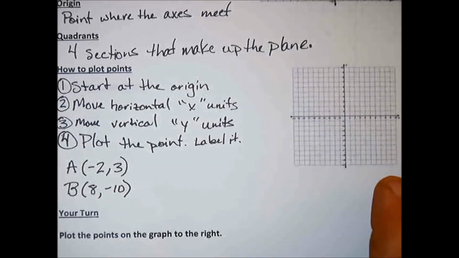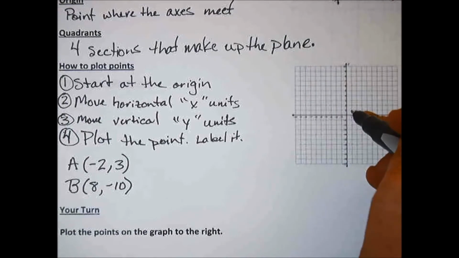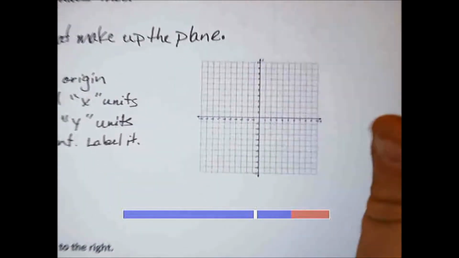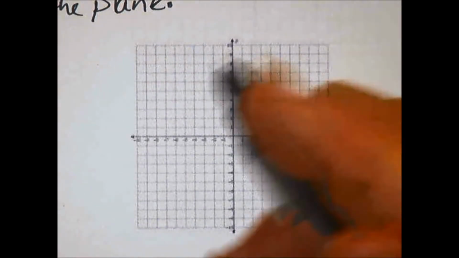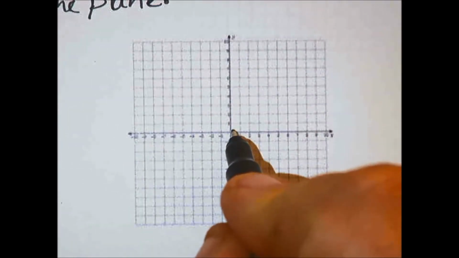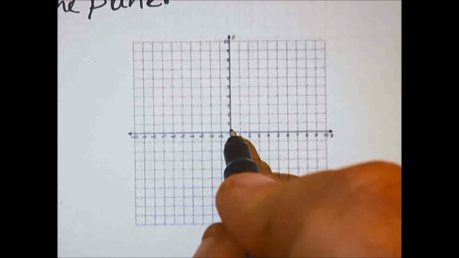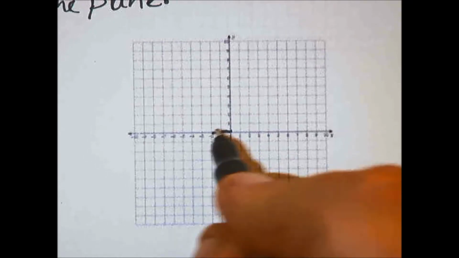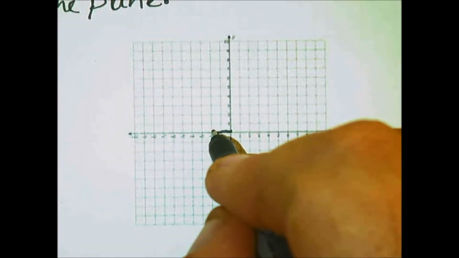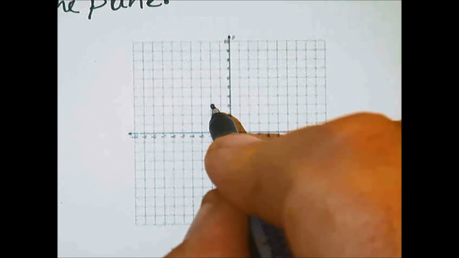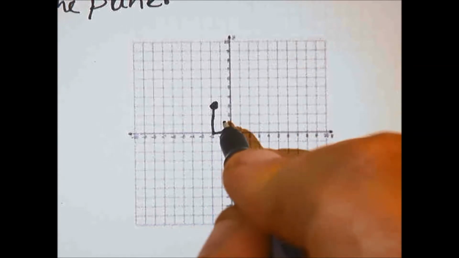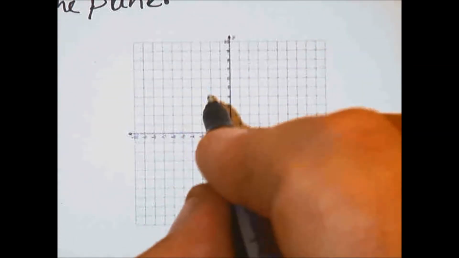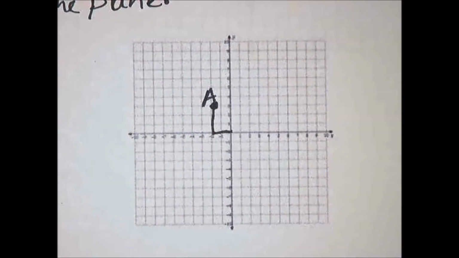So A is at -2, 3. I want to start at the origin. Okay, just keep in mind that A is at -2, 3 so we can zoom in on this graph. Okay, so I'm going to start at the origin and I move horizontally -2. That means backwards. So I'll go -1, -2, and then I'll move up 3. 1, 2, 3. And I'll plot my point. I would rather you not draw these little lines here, but if you have to start, it does help a little bit. And so that's point A.